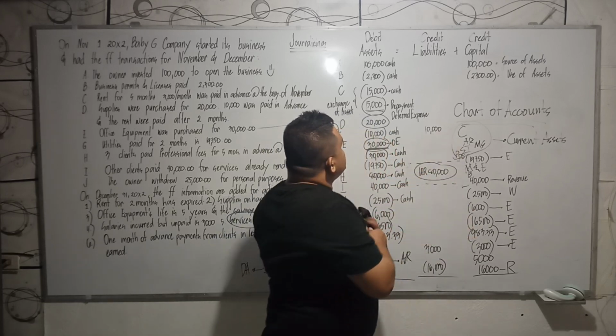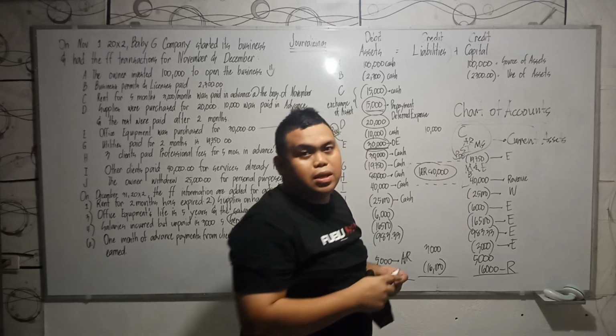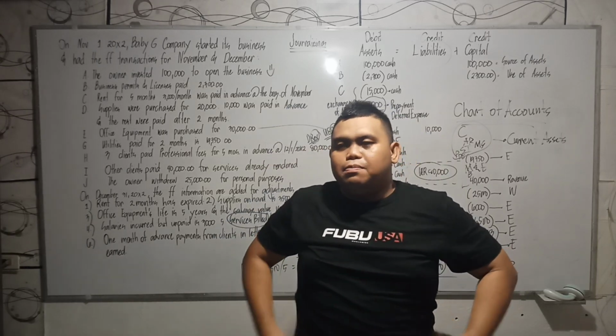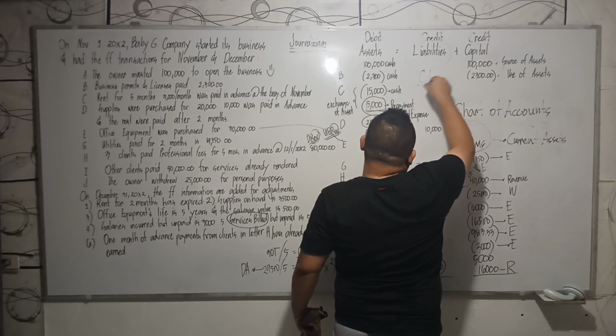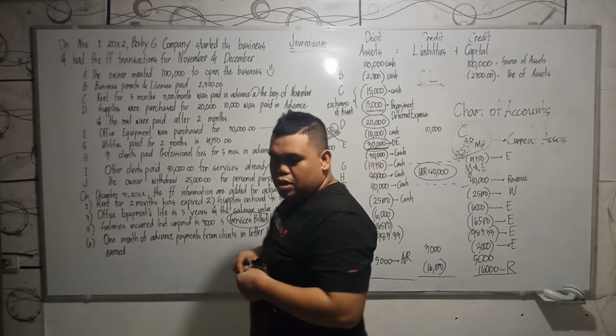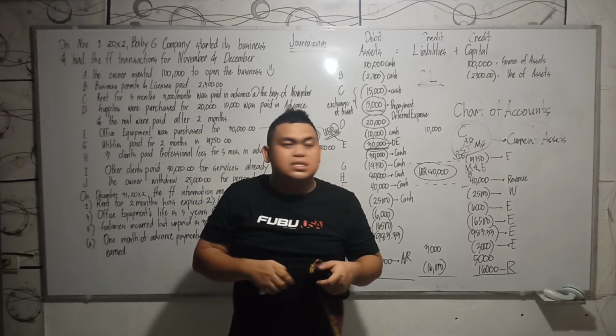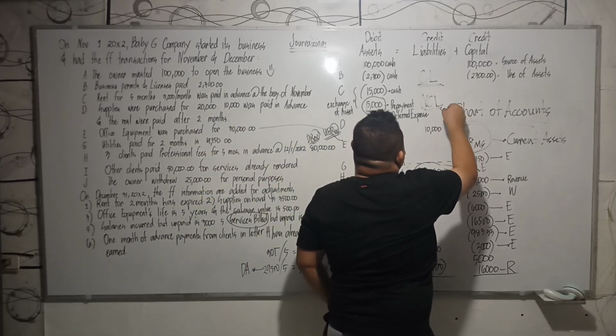The next one is the list of types of liabilities. If you have liabilities which are to be settled within 1 year or less, that is what we call current liabilities. So those current liabilities come first before the non-current liabilities.